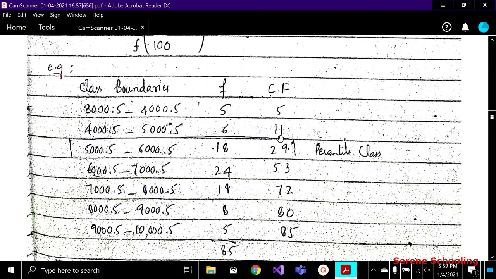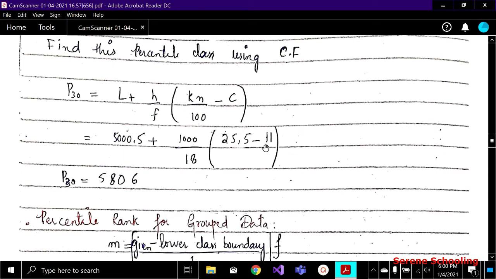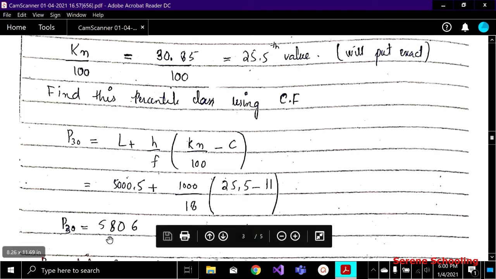So we will use 11, not 29, just like the median, right? So here we are seeing 11. This 25.5 is the same as we have just seen over here. Put this as it is. You don't need to find this 25.5 value in the given data, given boundaries or anything like this. Just simply put it over here, solve this out, and this is our P30. This is the value of the 30th percentile, okay?